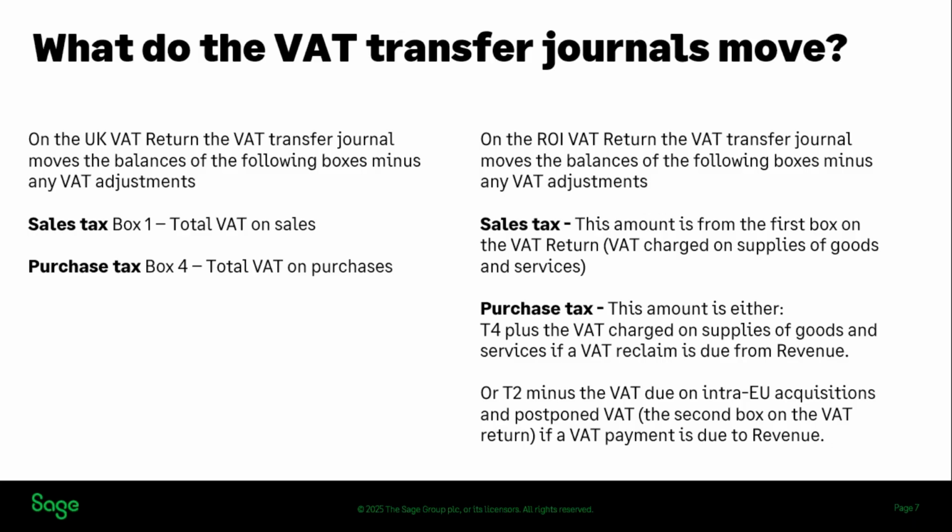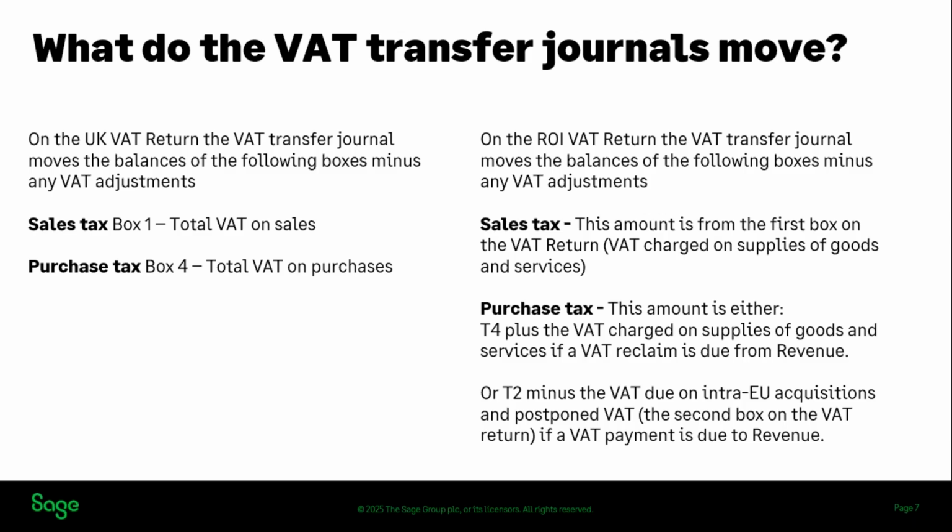That's minus any VAT adjustments. So if you've done a VAT adjustment, it won't include those in the VAT transfer journal because that's already taken care of through the adjustment. In the Republic of Ireland, if you're transferring sales tax, that's the amount on the first box of the VAT return, which is called the VAT charge on supply of goods and services. And for purchase tax, it depends on whether it's a payment or a reclaim.